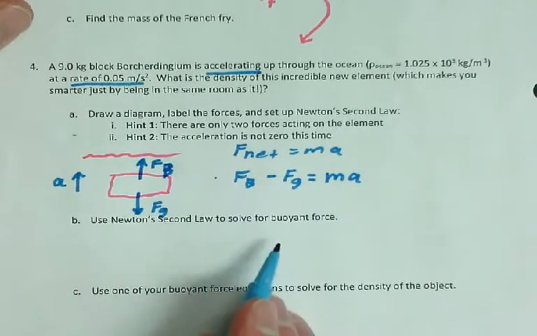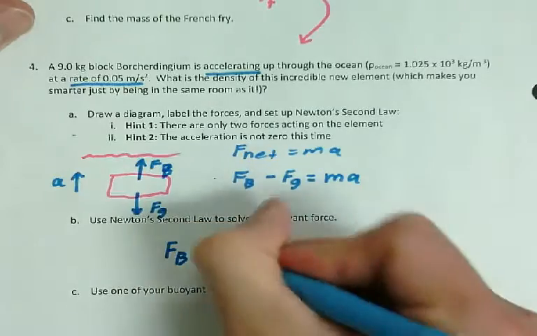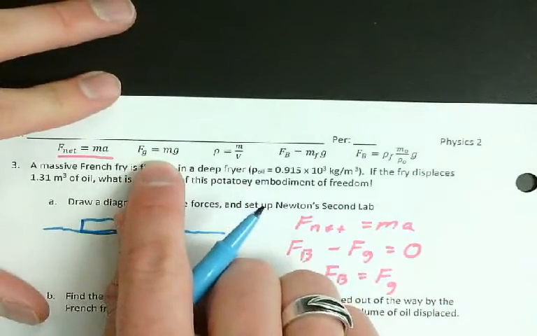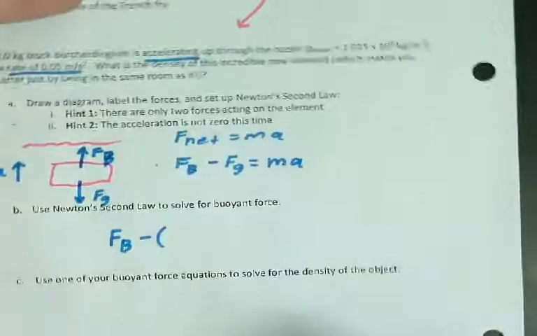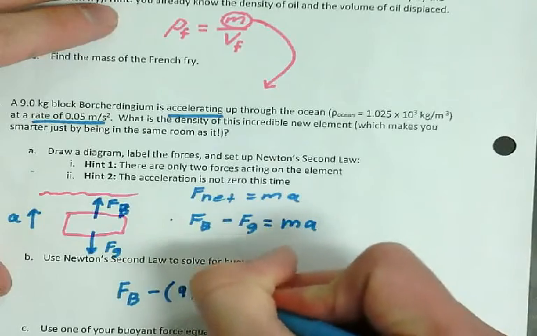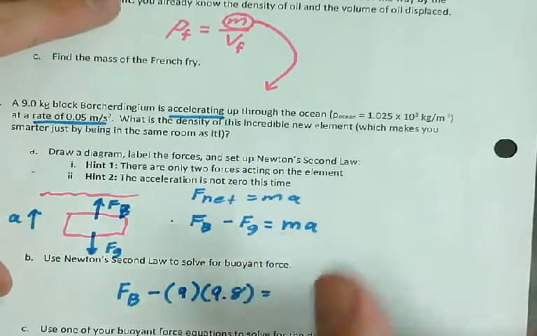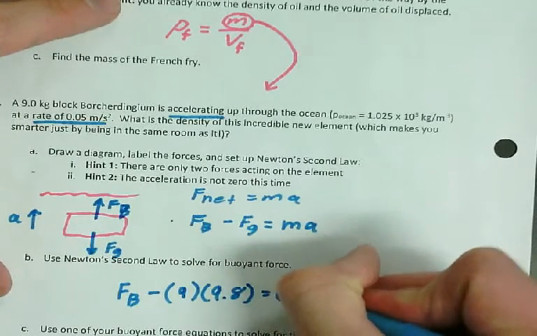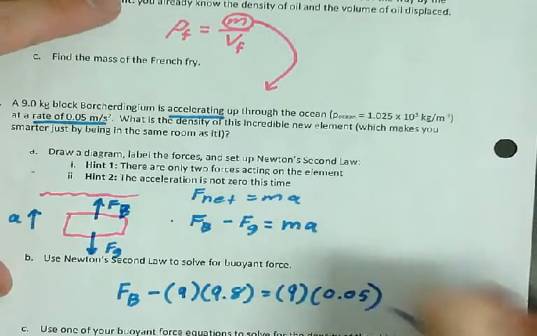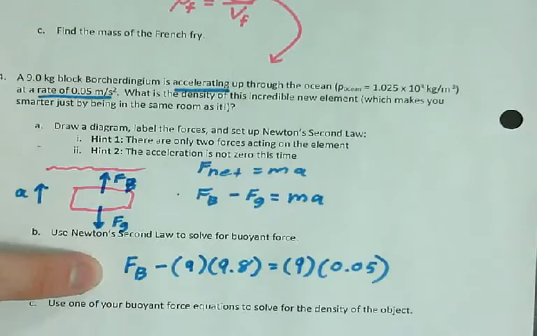So B, use Newton's second law to solve for the buoyant force. I don't know what Fb is, so I just write Fb. Minus Fg, which the equation for Fg is mg, mass times 9.8. So the mass is 9 times 9.8 equals ma. Mass is m, it's 9. A is the acceleration, it's 0.05. You will use this equation to solve for the buoyant force.